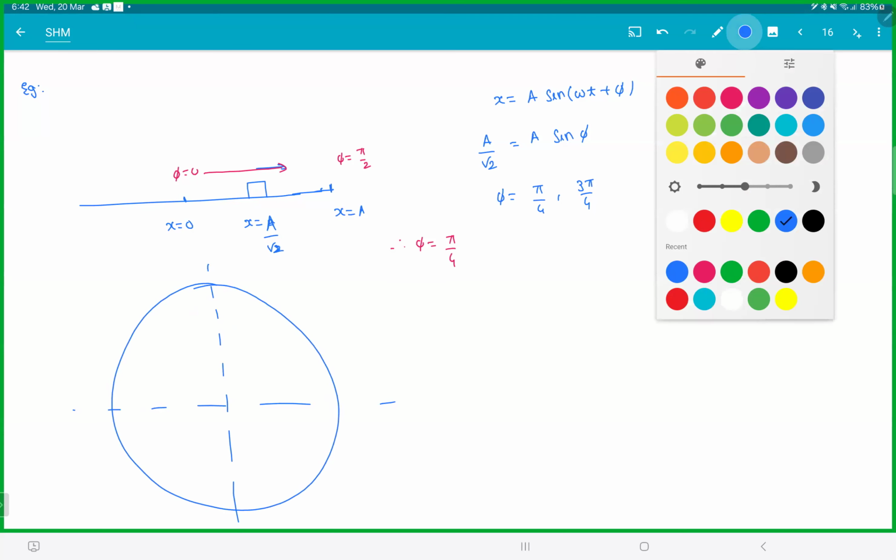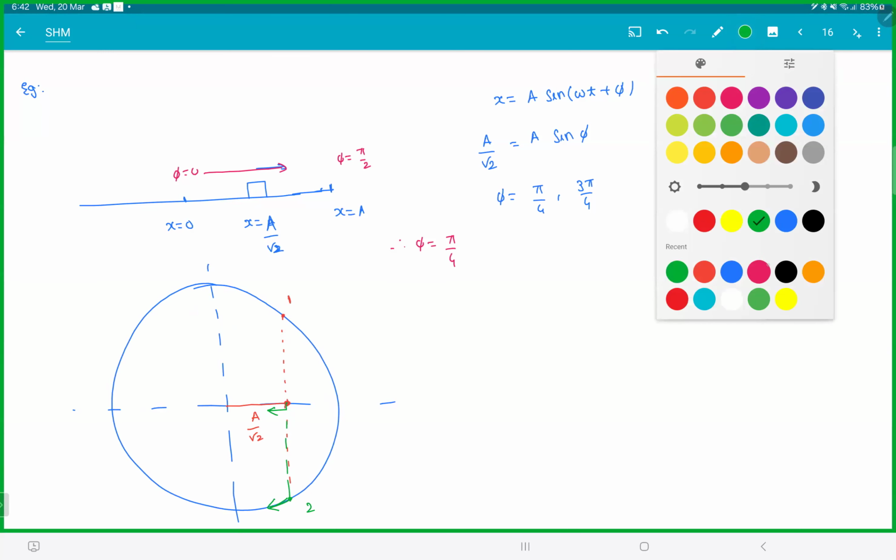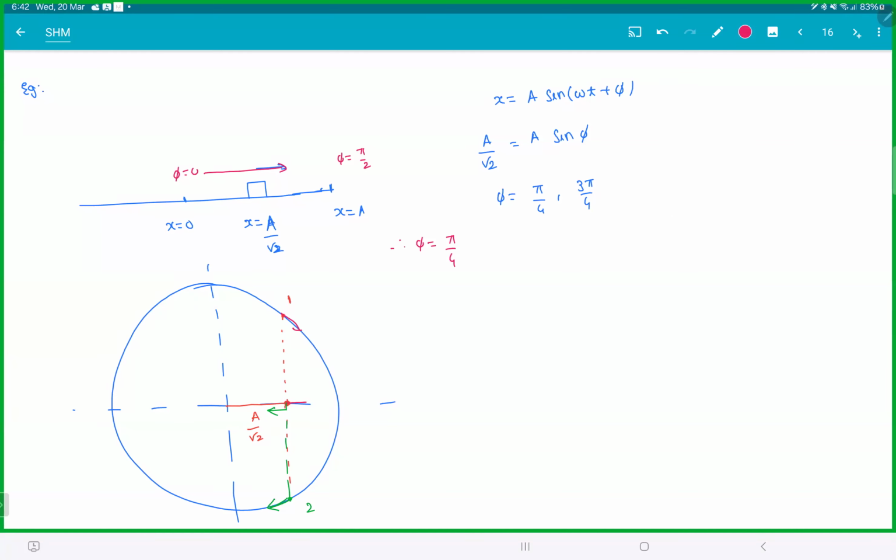So you're saying the shadow is here, which is a by root 2. So the particle has to lie either at point 1 or at point 2. Make sense? But at point 2, the particle will go this way. That means the shadow should go this way. At point 1, the particle will go this way, so the shadow will go this way. So where is this point, 1 or 2? The point is 1.